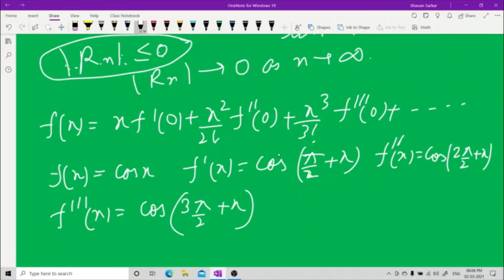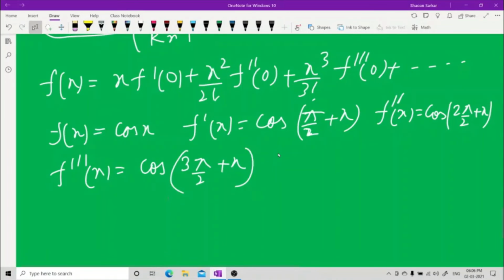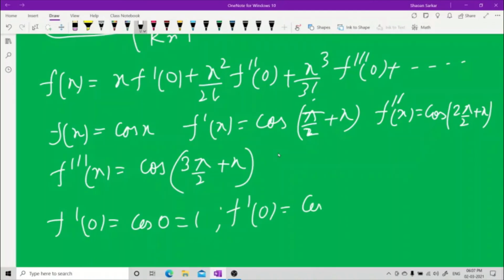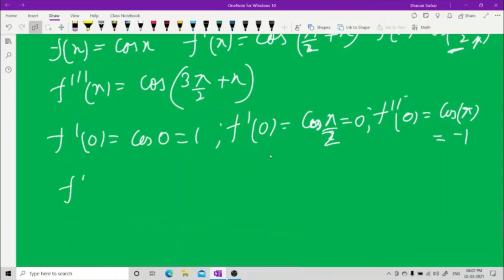Now at 0, f(0) is cos 0, which is 1. Similarly f'(0) is cos pi by 2, and cos pi by 2 is 0. Similarly f''(0) is cos pi, and this is nothing but minus 1, because if you put 0 here, the 2 and 2 cancel out and you get cos pi. Cos pi is minus 1. And now f'''(0) is nothing but cos 3 pi by 2, and this is again 0.